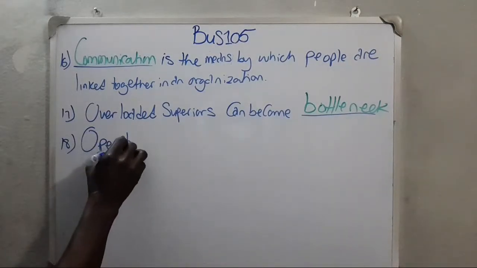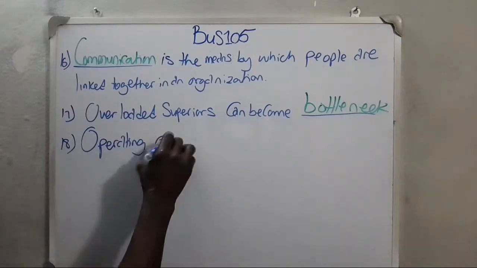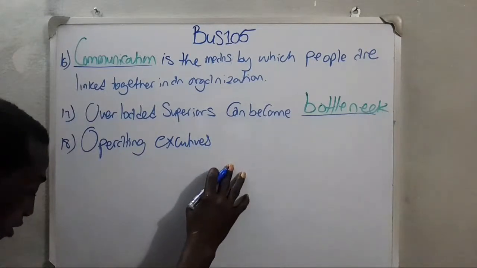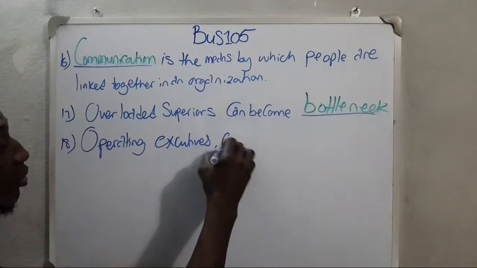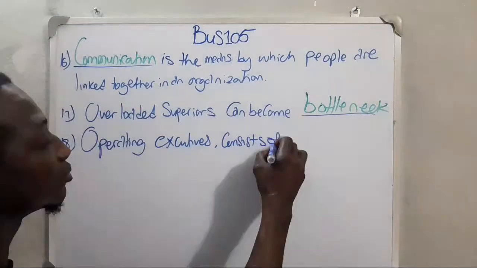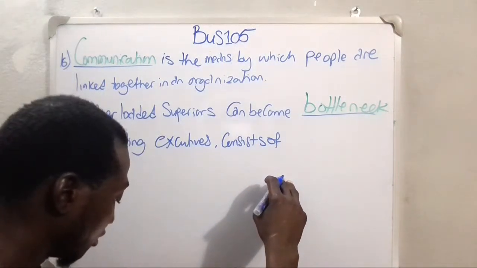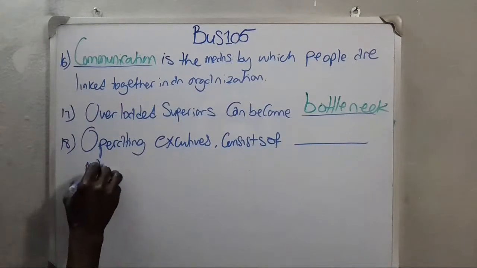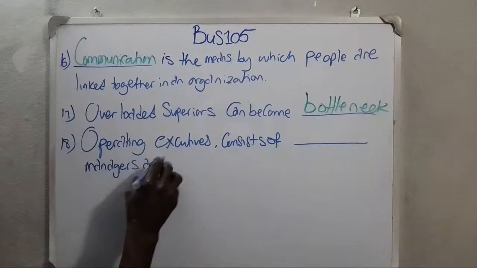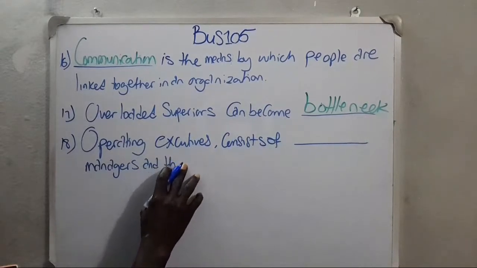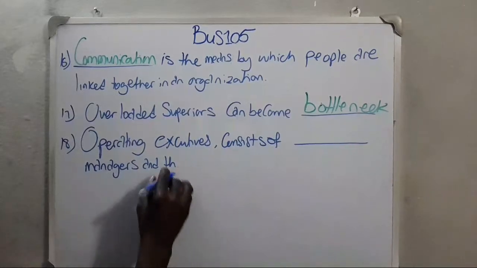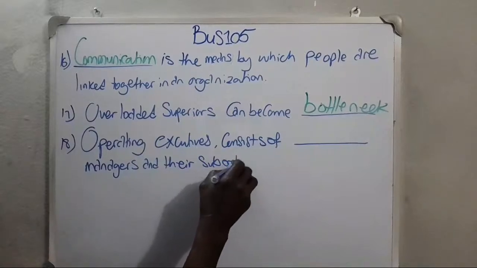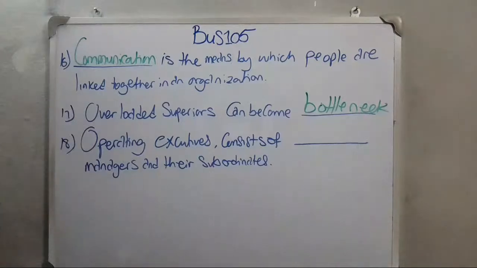Operating executives consist of dash managers and their subordinates. Operating executives consist of dash and their subordinates.